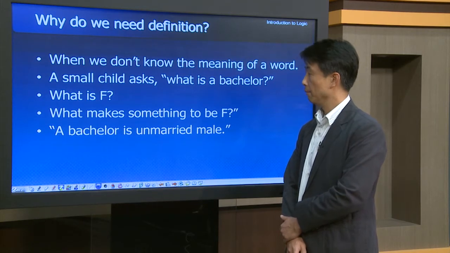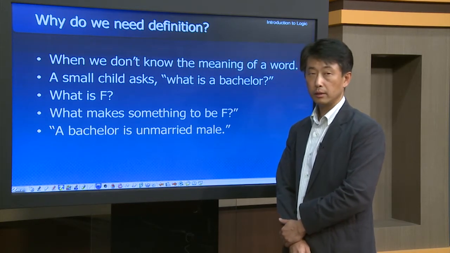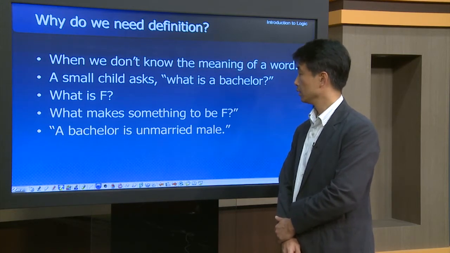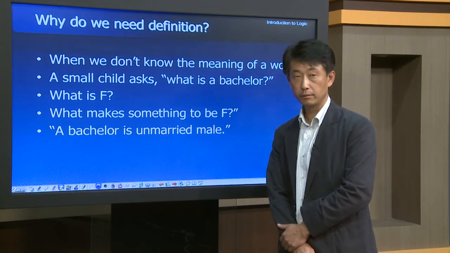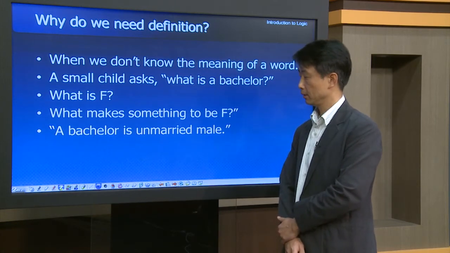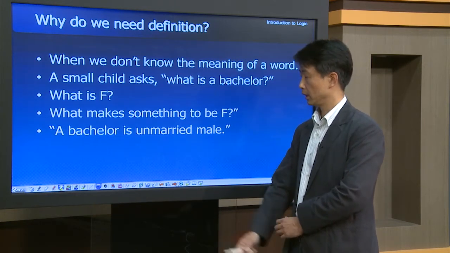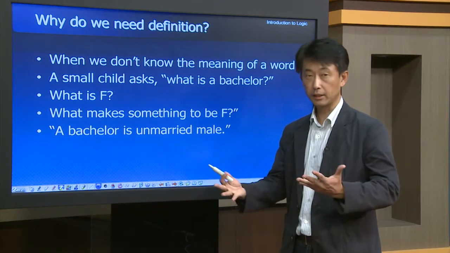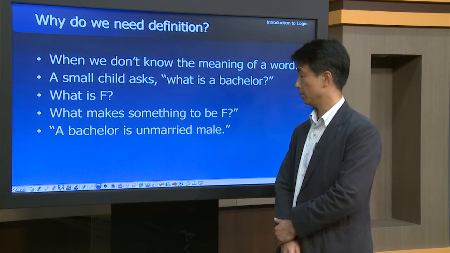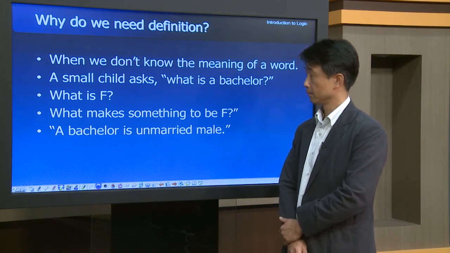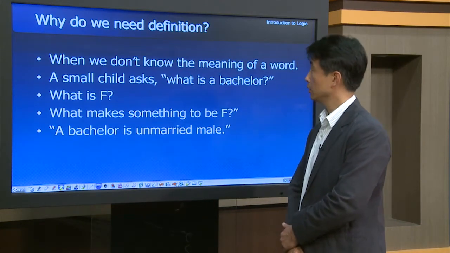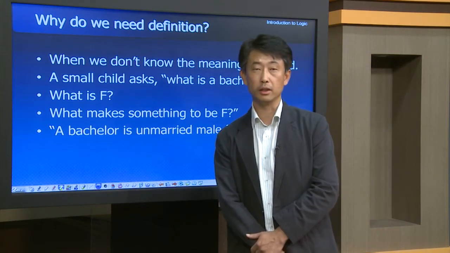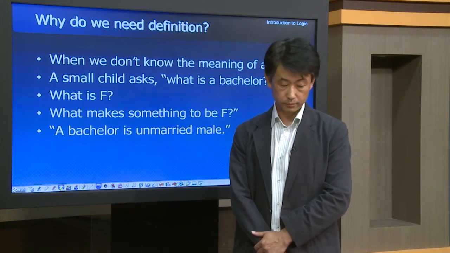So, what makes someone an instance of bachelor? What makes something to be a bachelor? An answer might be: a bachelor is an unmarried male. The standard definition of the term bachelor is unmarried male. And so a definition purports to give information about what makes something an instance of the term.